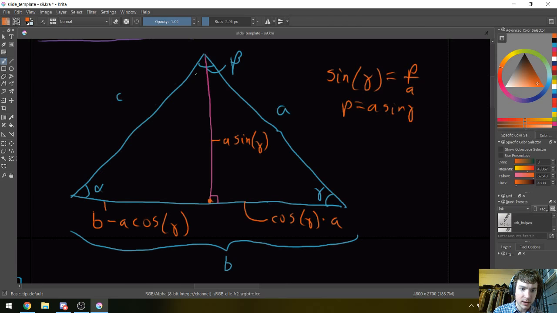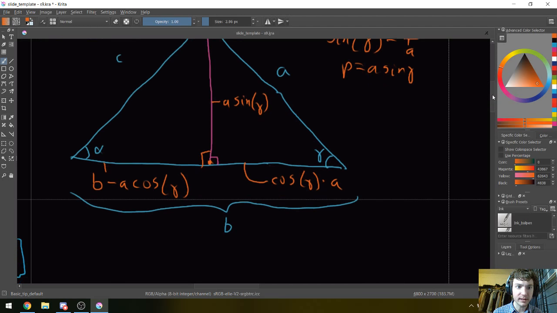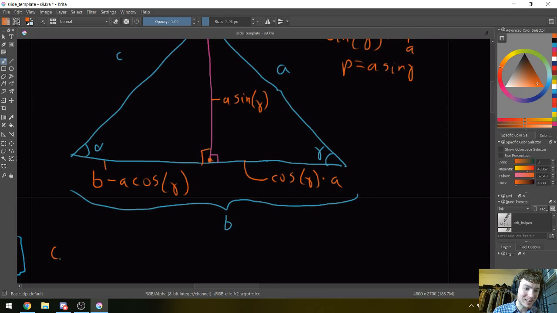Now, since this left triangle over here is also a right triangle, we can apply the Pythagorean theorem to it. And the three lengths of this thing are c is the hypotenuse, a sine gamma is one of the lengths, and this quantity b minus a cos gamma is the other length. So maybe I'll ask you, if I write the Pythagorean theorem, I'll start you off with the easy part. C squared equals, what should I write on the right side if I apply the Pythagorean theorem to the right triangle on the left?